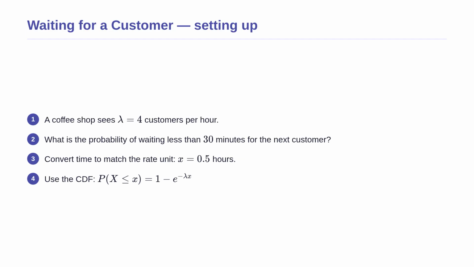Before we move on to how the CDF is derived, let us see this formula in action with a concrete example. Imagine a small coffee shop that sees customers arrive at an average rate of 4 customers per hour. The shopkeeper is waiting for the next person. What is the probability that they will wait less than 30 minutes? First, we identify our given values. The rate, lambda, is 4 per hour. Because our rate is in hours, it is absolutely crucial that we convert our target time into hours as well. So 30 minutes becomes 0.5 hours. We choose the CDF because we want a cumulative probability within a time frame.